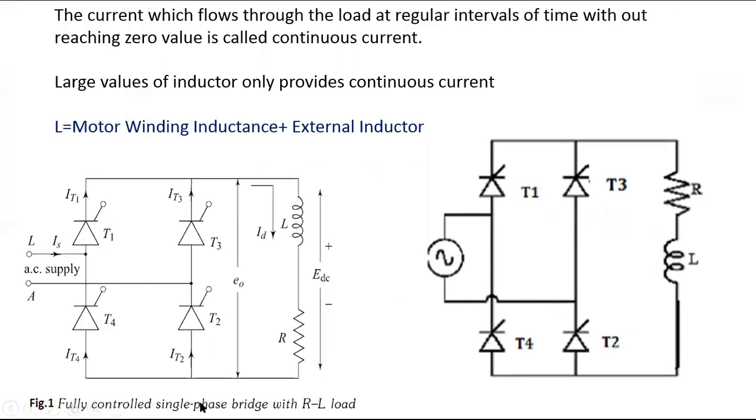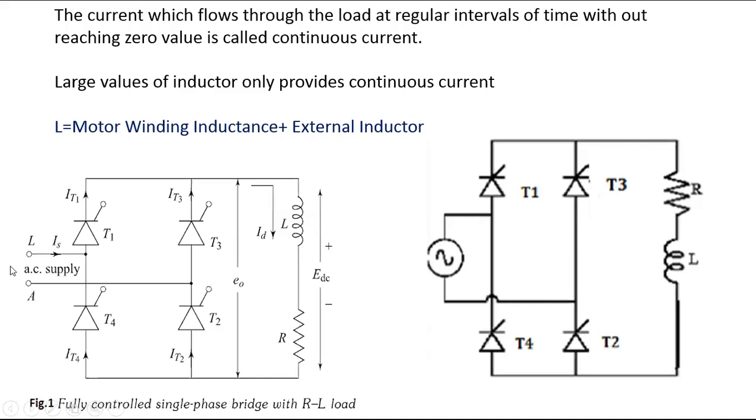So what is the explanation of this fully controlled converter with inductive load? A fully controlled converter can control the speed of the motor from 0 to 360 degrees in the forward direction as well as the backward direction. An example of inductive load is any type of motor which has a winding. So what is the L? L stands for motor winding inductance plus external inductor. The external inductor provides the continuous current.